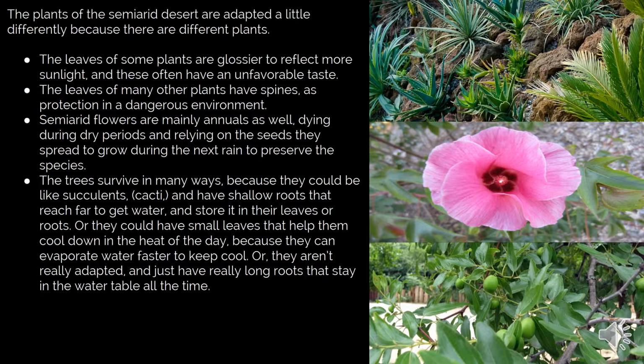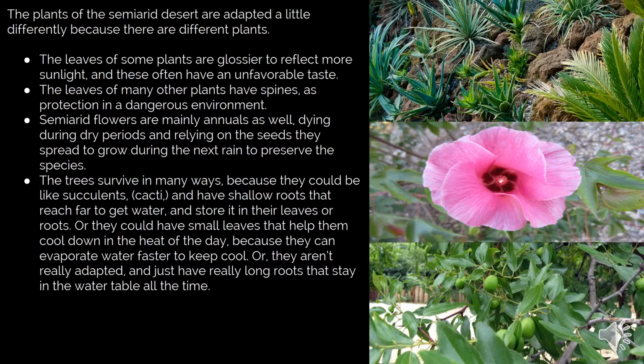The semi-arid desert plants are a little different. The leaves of some plants are glossier to reflect more sunlight and often have an unfavorable taste. The leaves of many other plants have spines, as for protection in a dangerous environment. The flowers are mainly annuals, dying during dry periods and relying on the seeds they spread to grow during the next rain to preserve the species.